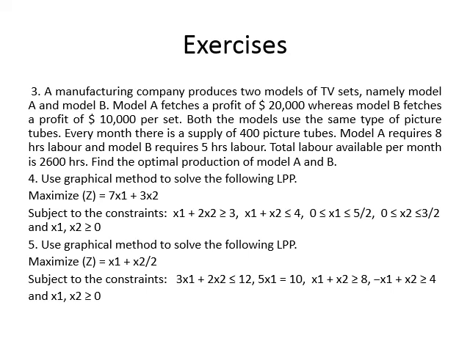5. Use graphical methods to solve the following LPP. Max Z equals x1 plus x2 over 2, subject to the constraints 3x1 plus 2x2 less than or equal to 12, 5x1 equals 10, x1 plus x2 greater than or equal to 8, negative x1 plus x2 greater than or equal to 4, and x1, x2 greater than or equal to 0.